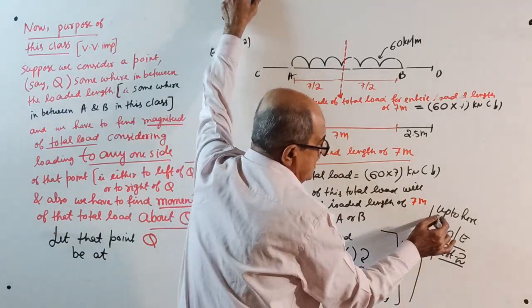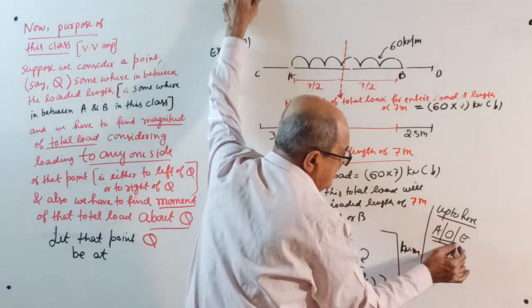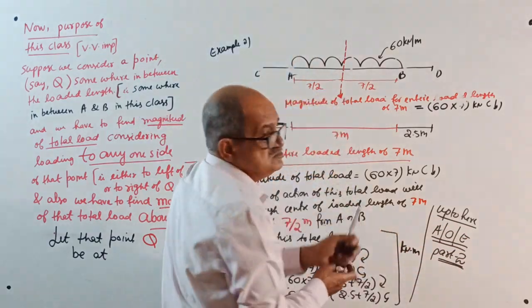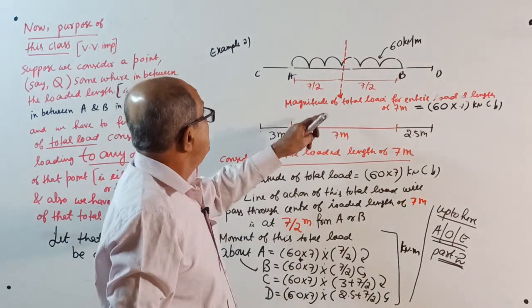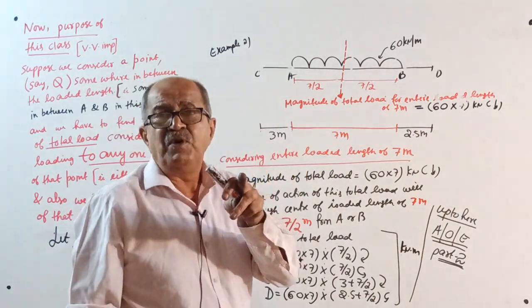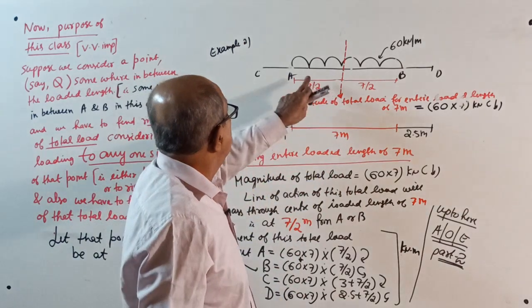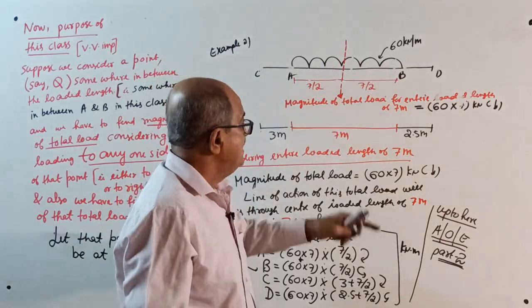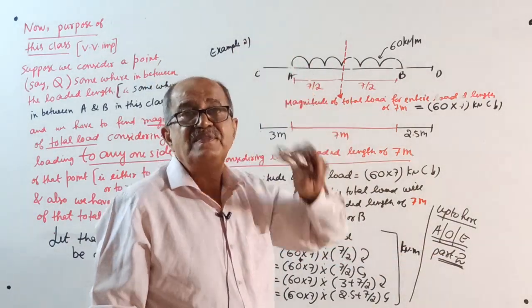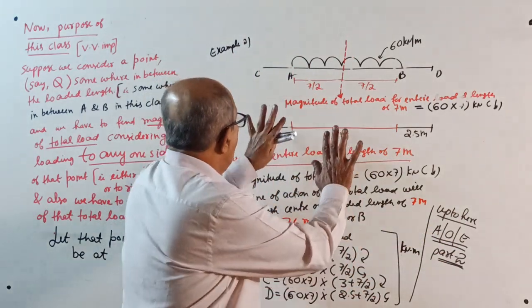Up to here is already over in part 2. If you have any difficulty or doubt, there I took nearly 30-40 minutes on how to find moment about extreme ends of the loaded length or outside points. You should refer to the earlier class. Now, our important part.